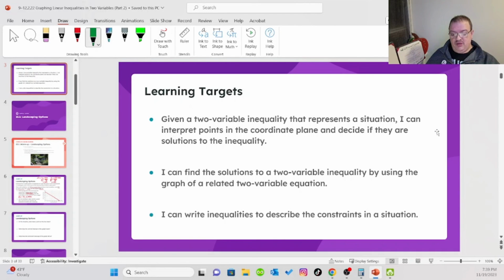Number two, you should be able to find the solutions to a two-variable inequality by using the graph of a related two-variable equation. If you feel comfortable with this, you're right where you should be. Moving forward, if you still have questions, please ask for clarification. And number three, you should be able to write inequalities to describe the constraints in a situation. If you feel comfortable with this, then you are right where you should be moving forward to the next lesson. If not, please ask for clarification.